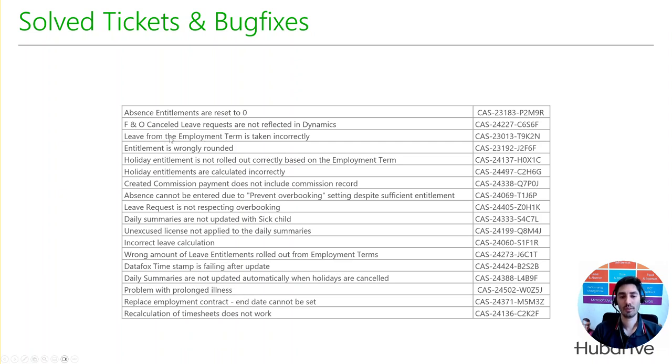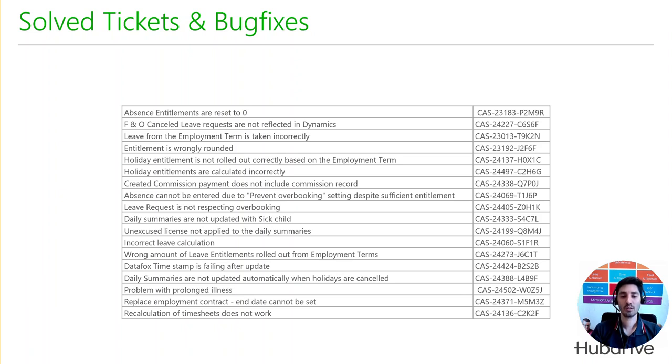We had a few tickets regarding the leave entitlements. Leave from the employment term is taken incorrectly. Now the calculation was adjusted. Entitlement is wrongly rounded. So we also had an adjustment on the rounding of this entitlement based on the areas. A few again about holiday entitlement not rolled out correctly based on the employment term. Holiday entitlements are calculated incorrectly. Creating commission payments does not include commission records, so we identified this flaw there. Now this was also solved.